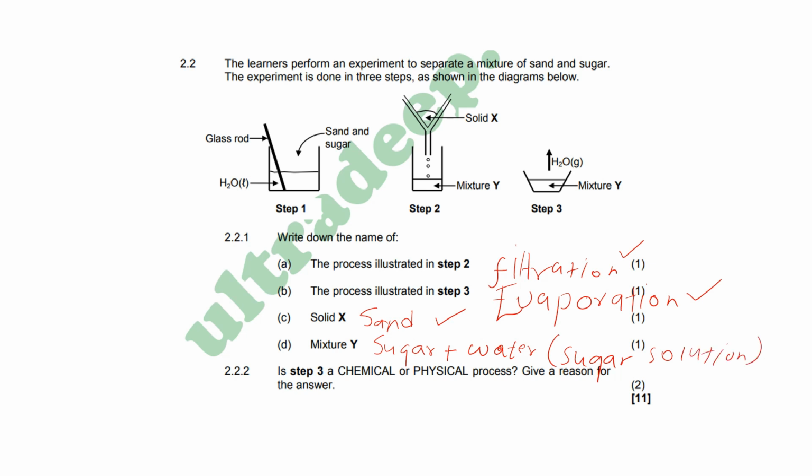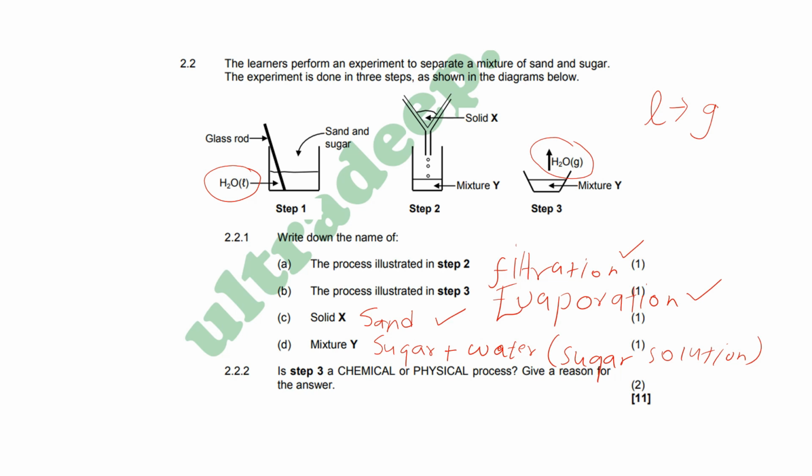The last question is 2.2.2. In step 3, is this step a chemical or a physical process? And you must provide a reason for your answer. So we didn't create any new substances. The only change that happened is that the water changed from a liquid to a gas. So it's changed its phase, but that is not a chemical process. That is actually a physical process.